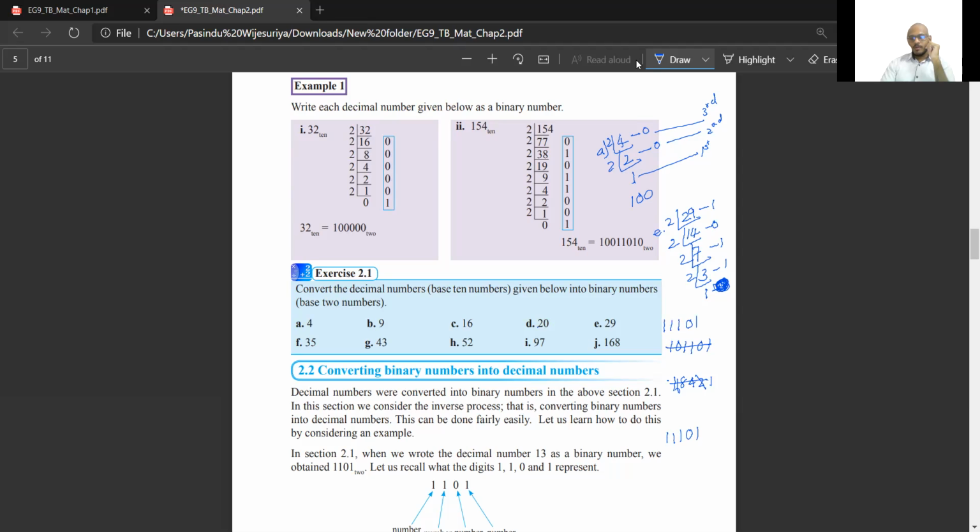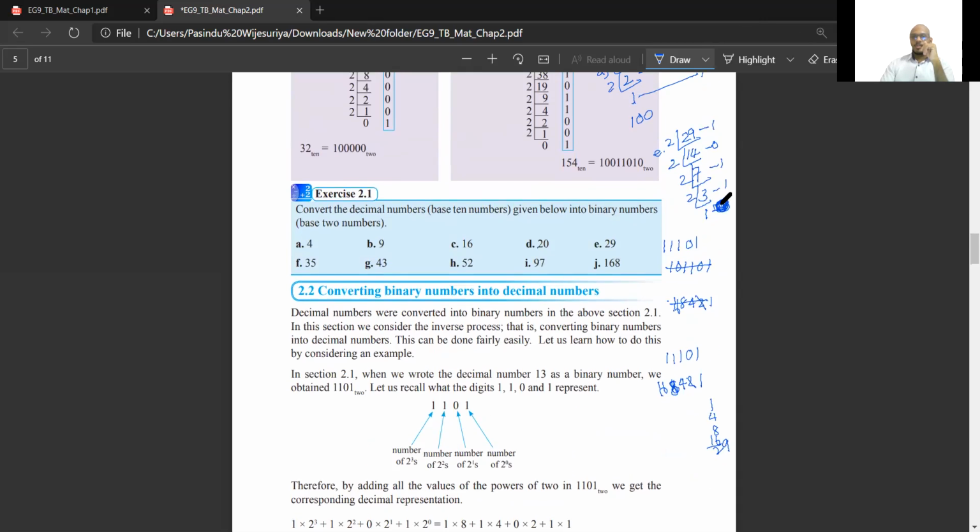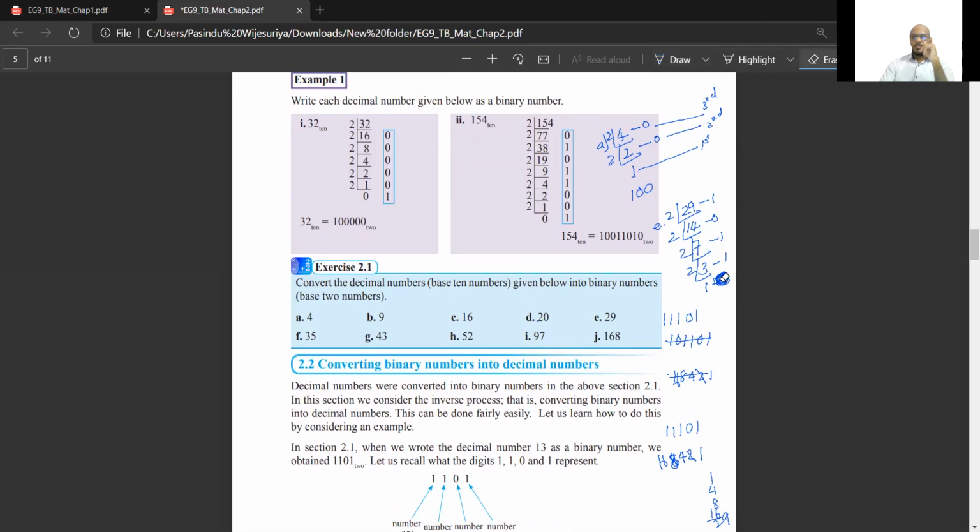So 2 to the power 0 is 1. 2 to the power 1 is 2. It doesn't matter here. 2 to the power 2 is 4. 2 to the power 3 is 8, 2 to the power 4 is 16. So 1 plus 4 plus 8 plus 16 is 24, 25, 26, 27, 28, and 29. Number 29. That's how you get it. There is no remainder here to put it as a 0. That's a part that I included, which is wrong.